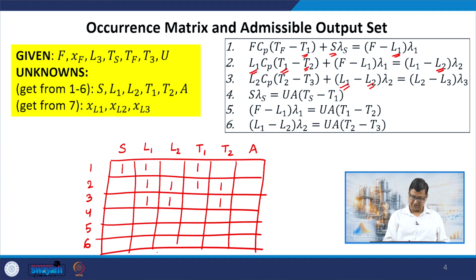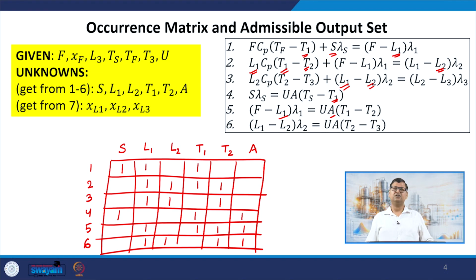For the fourth equation, S is appearing, T1 is appearing and A is appearing. For the fifth equation, L1 is appearing, T1 and T2 are both appearing, and area A is also appearing. And for the last equation, L1 and L2 are appearing, and then T2 and area are also appearing. So this is the occurrence matrix for this case.